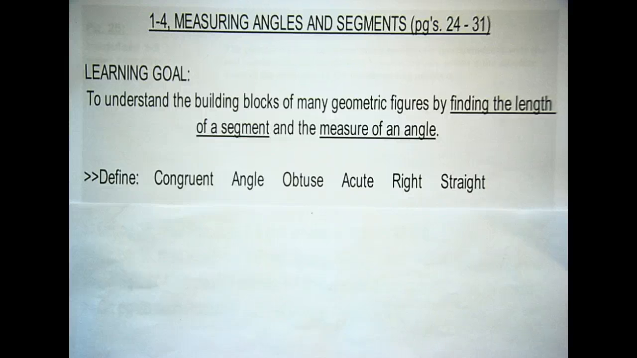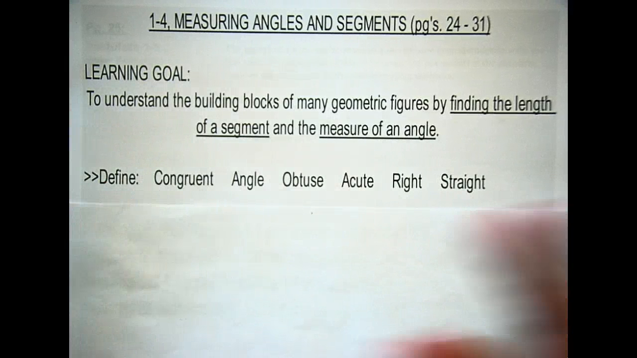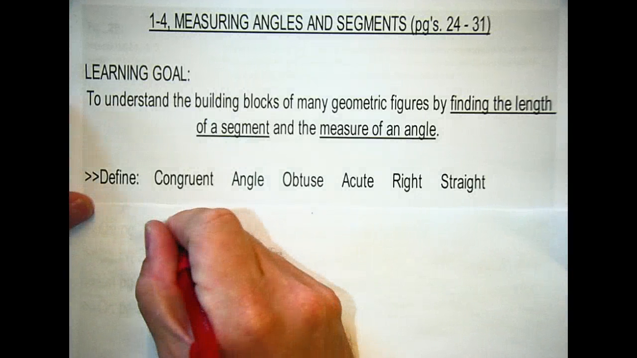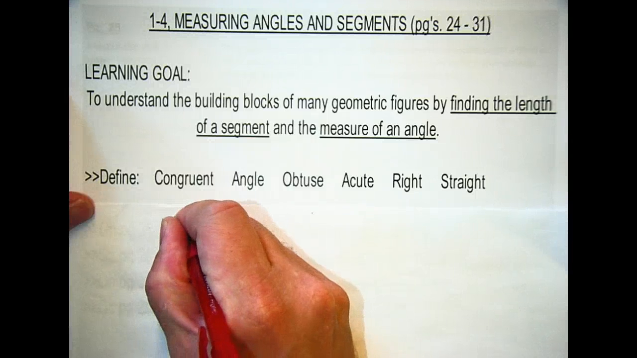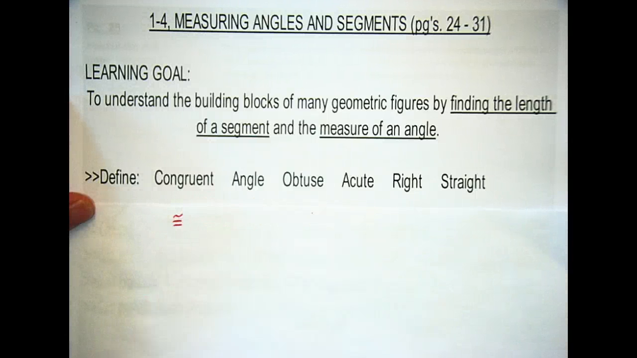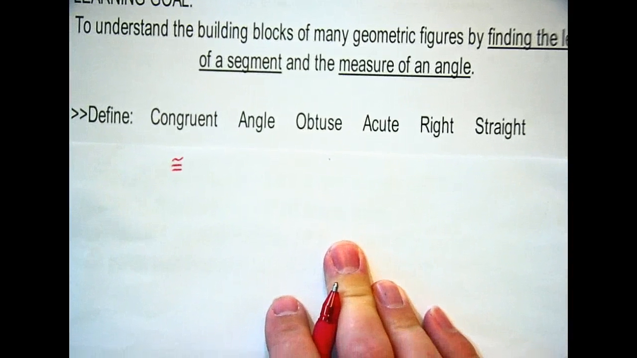Carson, what do you got? Two segments with the same length. Good. Two of anything that are the same size is congruent. And the symbol we want to use for congruent is this one here. It's an equal sign with a wavy thing over the top. Some people say it's an equal sign with nice hair. Nice. Okay, got the good hair.